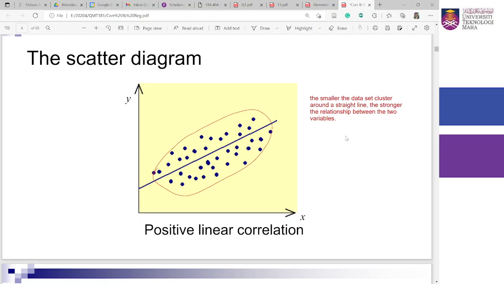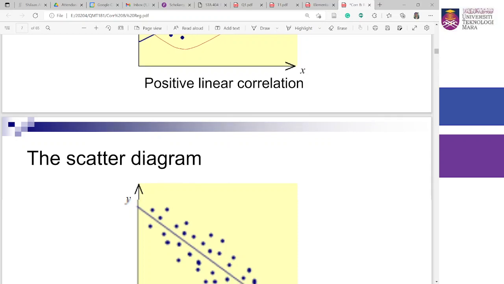And this also has its direction. This is positive. If you have a positive slope, one increases, the other one also increases, that means you have a positive linear relationship. Okay, so that is the situation. Okay, any questions so far?